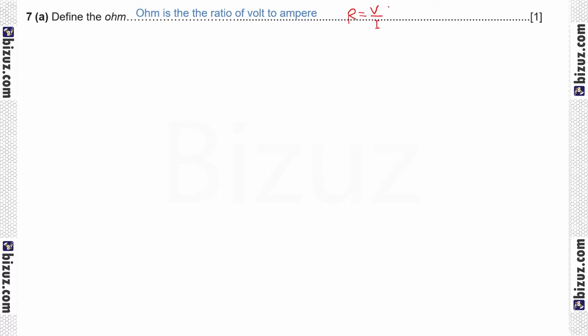V is the potential difference and I is the current. Unit of potential difference is volt and unit of current is ampere. That's why it is written that ohm is the ratio of volt to ampere.